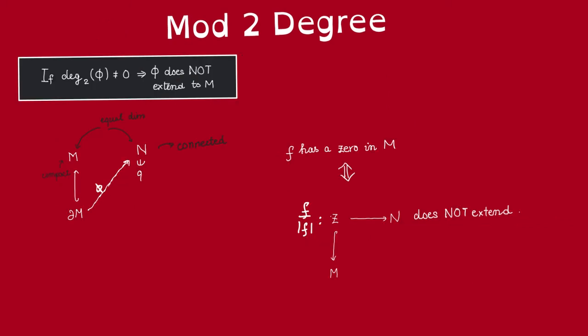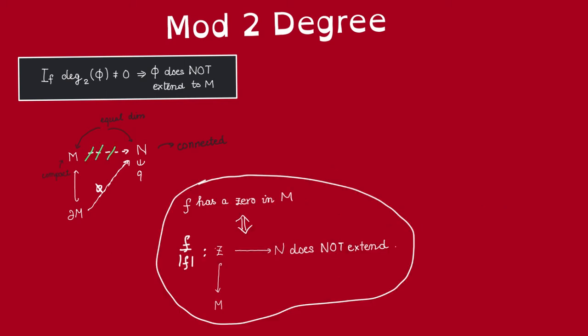Actually, let's phrase it slightly differently because we want to use the contrapositive of this. So, let phi be a map from the boundary of M to N. Now, suppose that the degree mod 2 of phi is not 0. Then the claim is that phi cannot extend to the whole of M. Thus, there's no way to complete this to a commutative triangle.